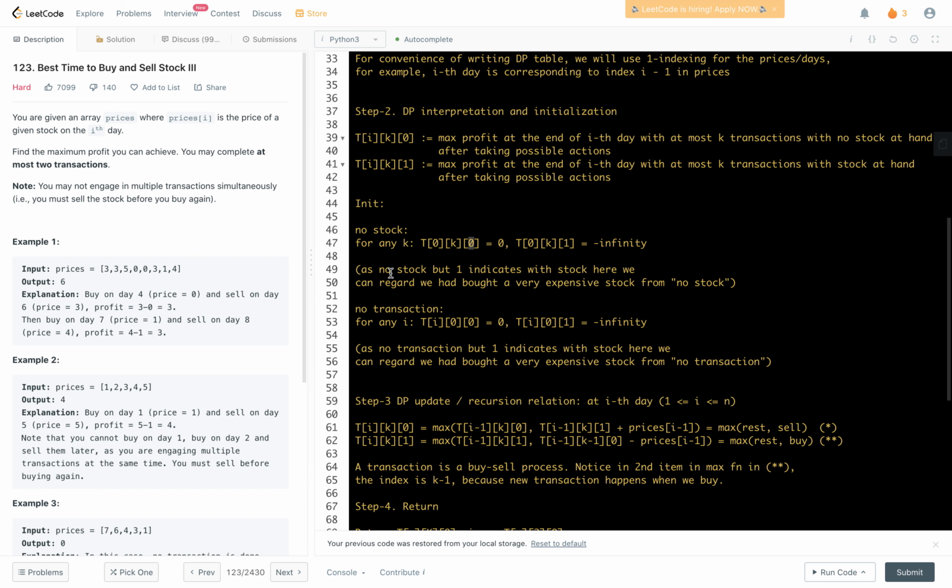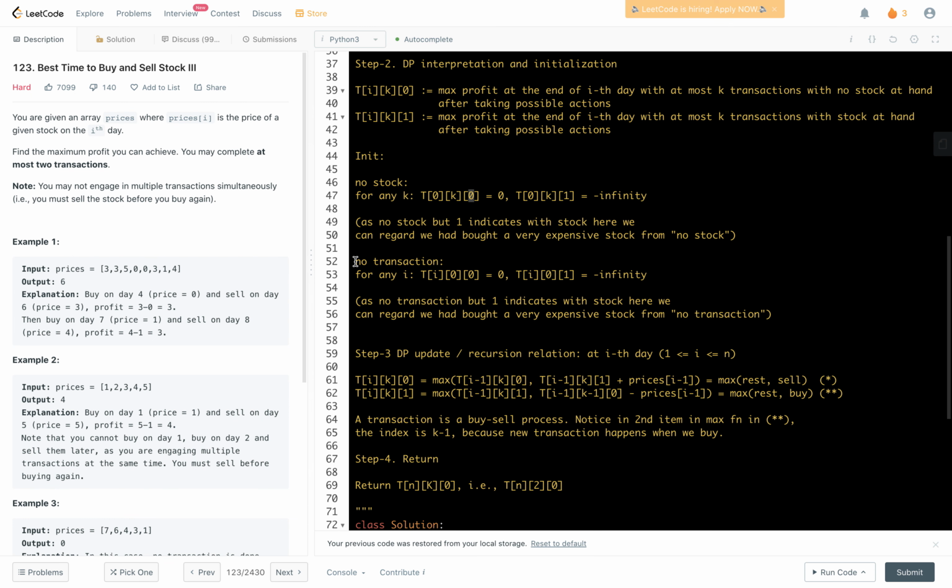Actually we can think of this situation as the following. No stock, but 1 indicates with stock. So here we can regard that we had bought a very expensive stock from nothing. In other words, no stock. So this is the first part of the initialization.